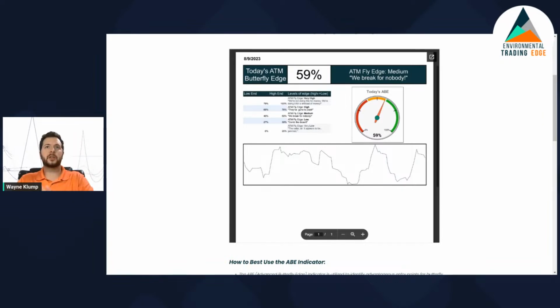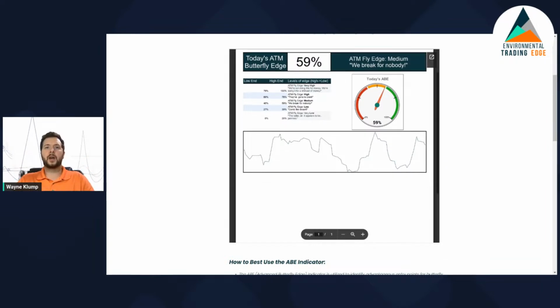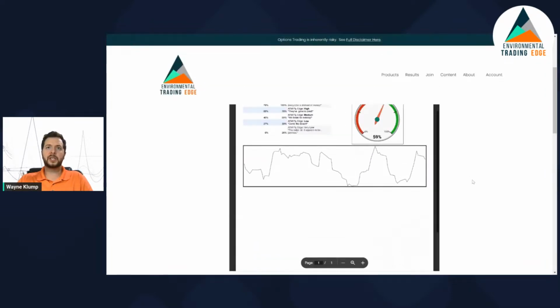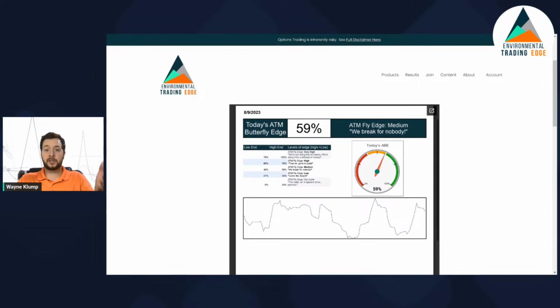So let me briefly go over what this indicator is and what it looks like and what we're really looking for. I do have a little write-up underneath the ABE indicator if you ever sign up for it, about how to use it. But in general, we can see up here that today's butterfly edge is 59%. While that's on the higher side, it is where I start to be a little more cautious of entering a new butterfly or time-based structure right now.